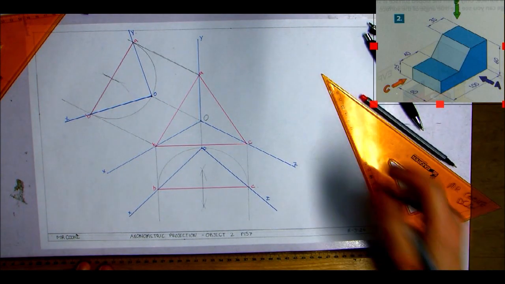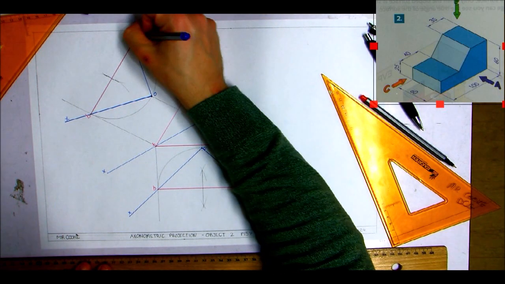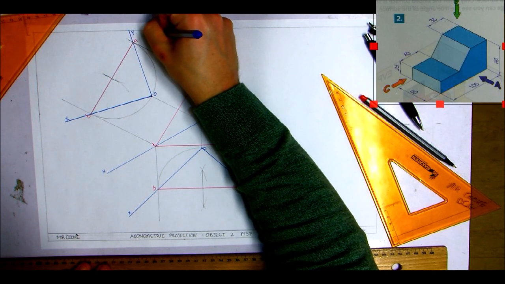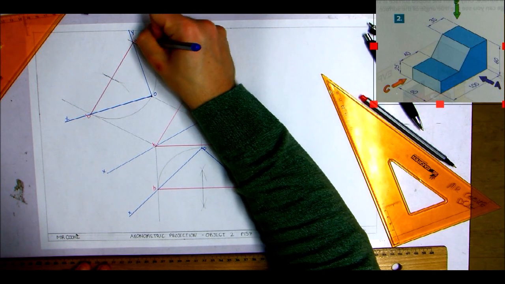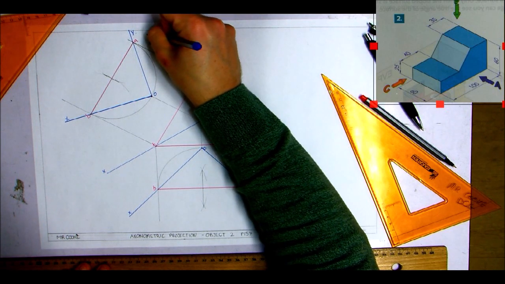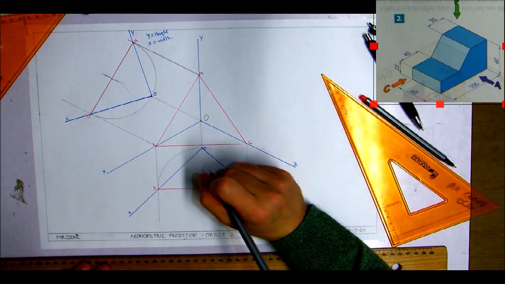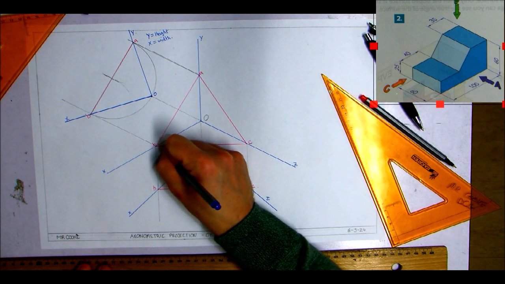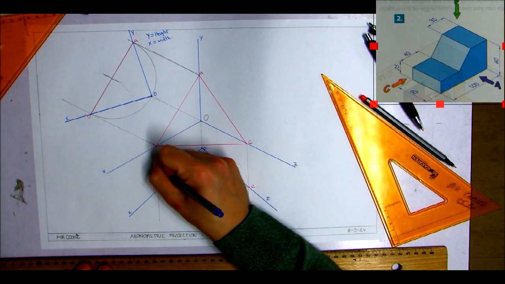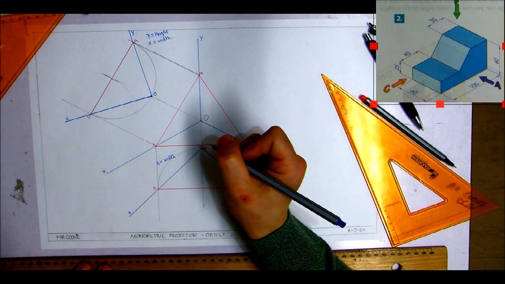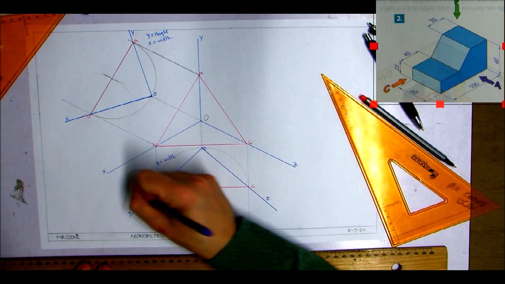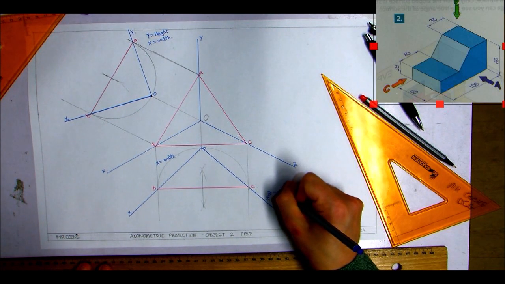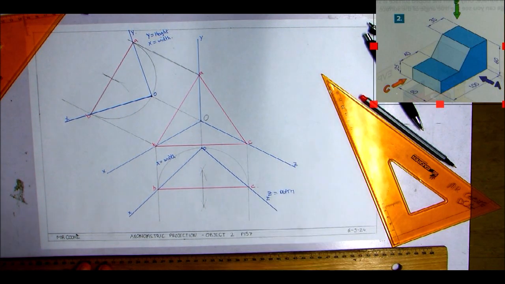Okay, so if you wanted to help yourself a little bit, y equals height, x equals width. Down here, x equals width, and I should be drawing it there, but anyway, z equals depth. Okay, so that might help you.